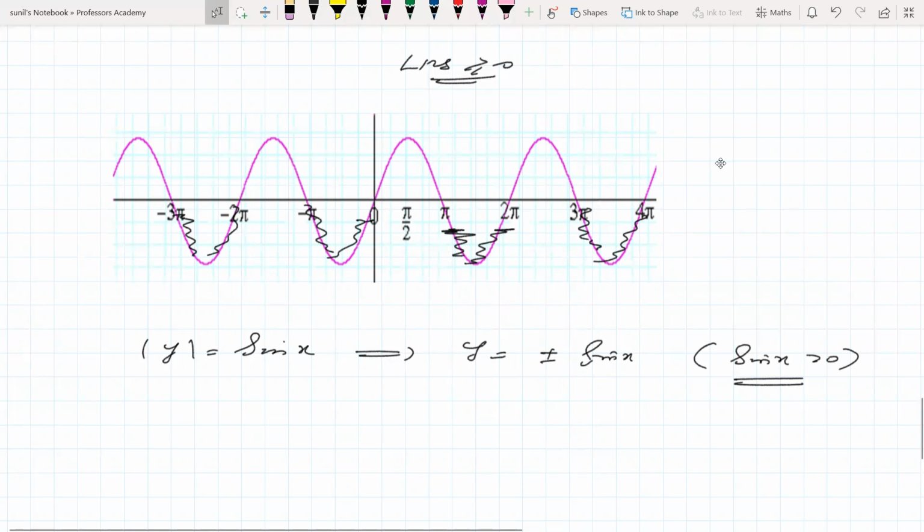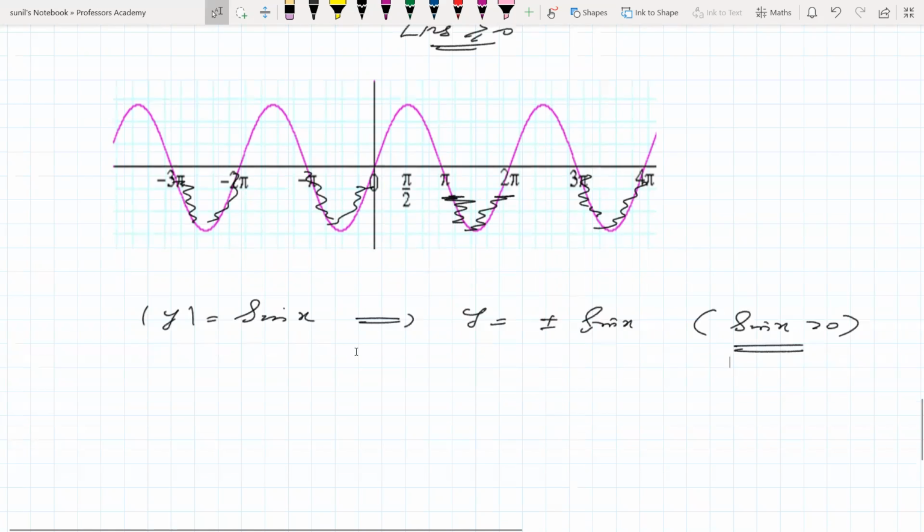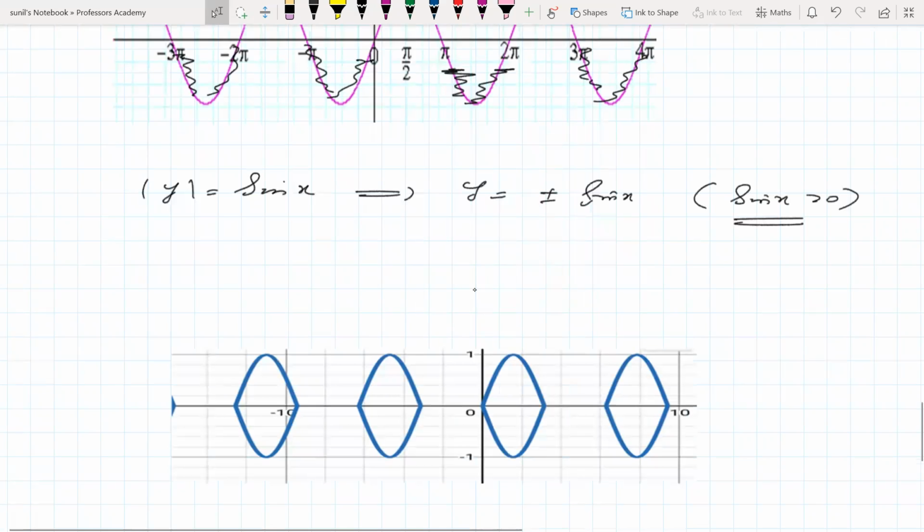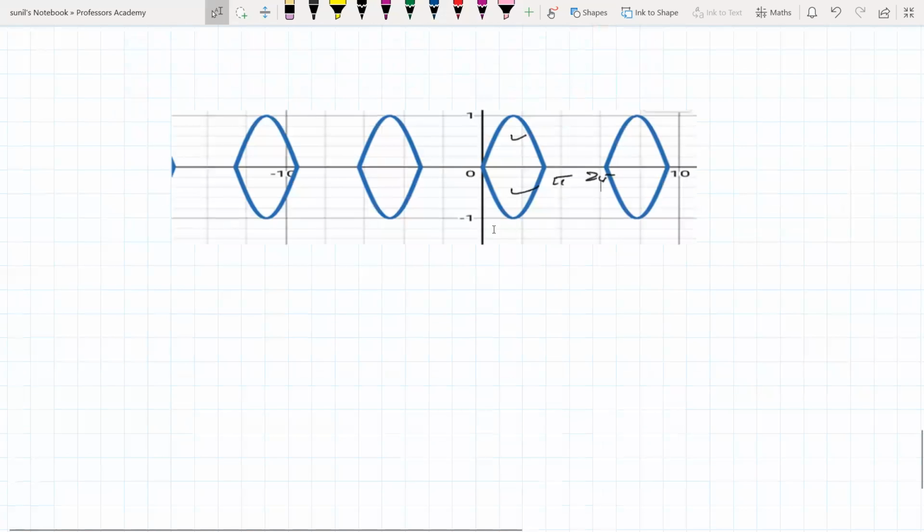Let me draw one graph. You see this is the situation. We have 0 and pi. This region, 0 to pi, we are drawing the plus value and the minus value. Pi to 2 pi, the sin x is below the x-axis, so we can't draw the graph there. Now 2 pi to 3 pi, the graph will be there. This way we want to explain.